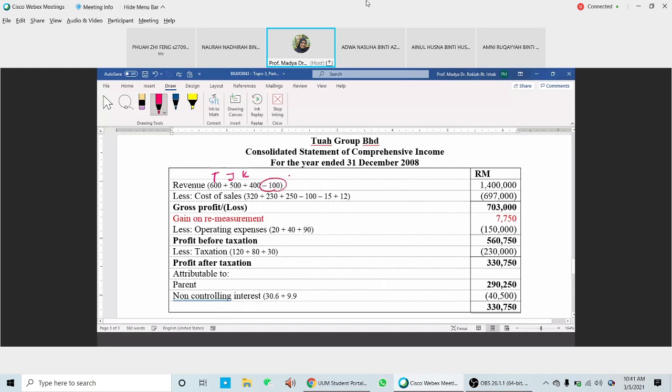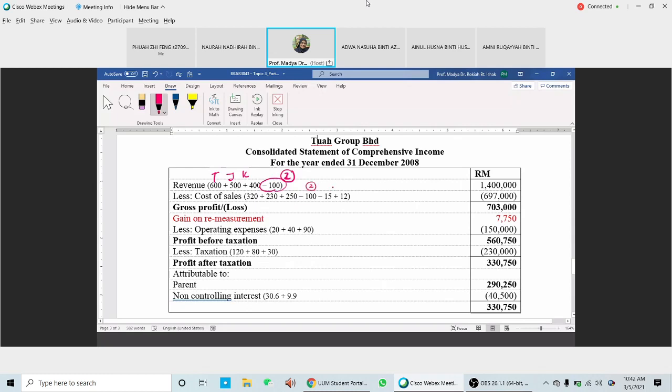Cost of sales, total up the three companies. This is journal entry number 2. Then this one is related to the URP brought forward, which is journal entry number 3. And then this one is the URP carry forward, journal entry number 4. So you're going to have 697 total.